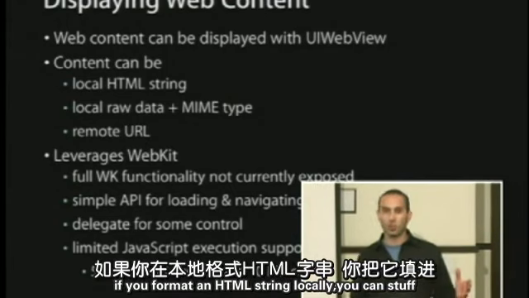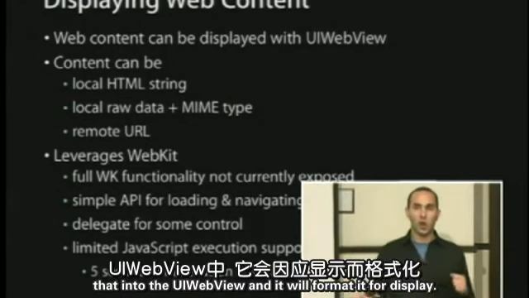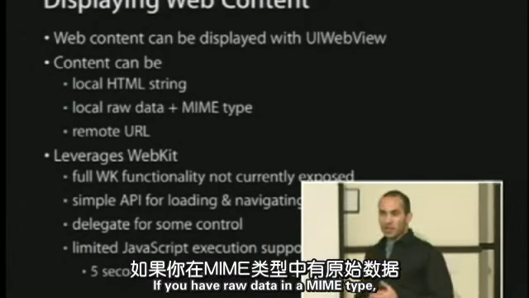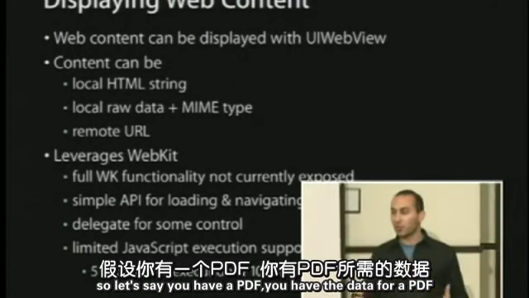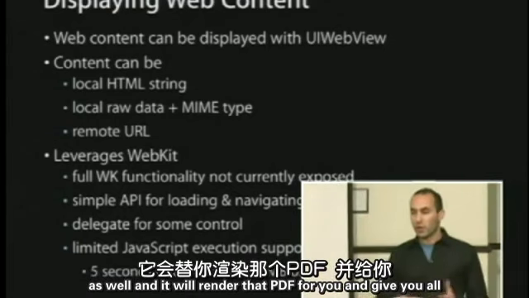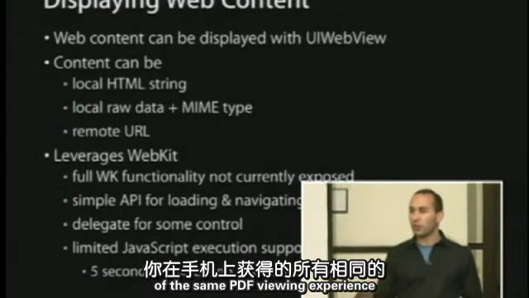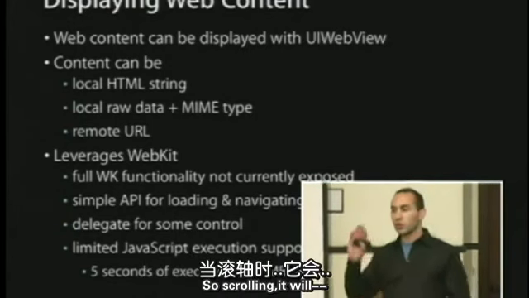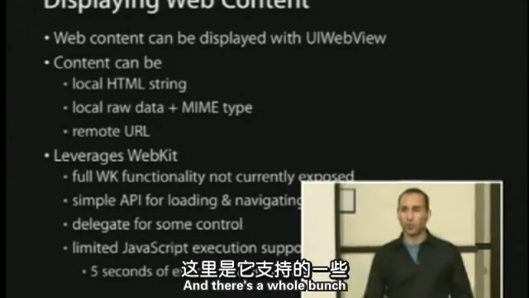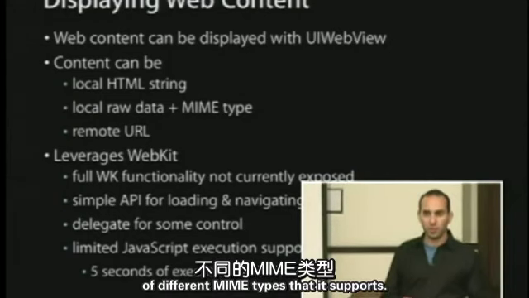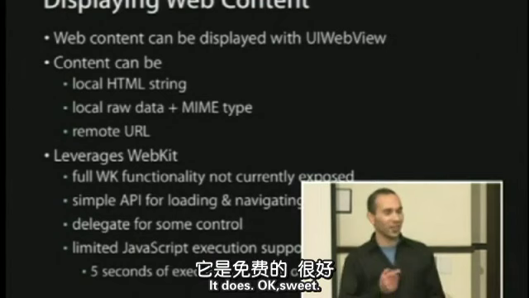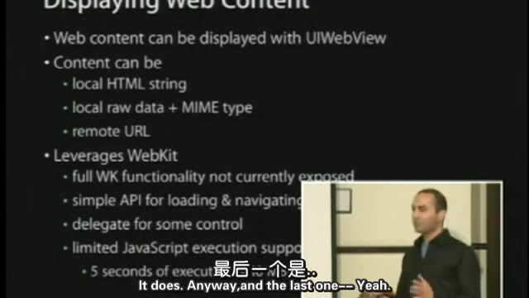So if you format an HTML string locally, you can stuff that into the UIWebView, and it will format it for display. If you have raw data and a MIME type, so let's say you have the data for a PDF and you know it's a PDF, you can feed that into a web view as well, and it'll render that PDF for you and give you all of the same PDF viewing experience that you get on the phone. So scrolling, all the pages will be there, and there's a whole bunch of different MIME types that it supports. I think Keynote documents as well. Maybe not for free. It does? Okay, sweet. It does.